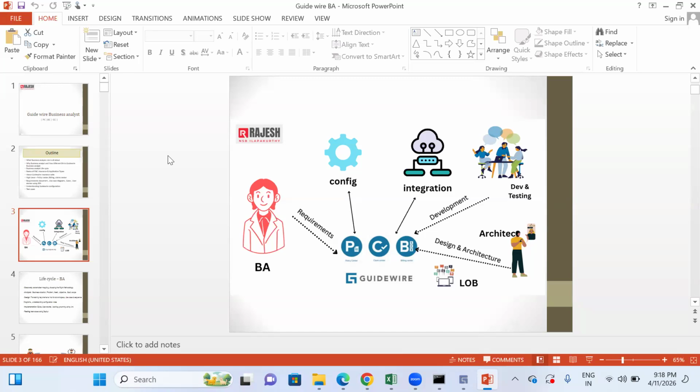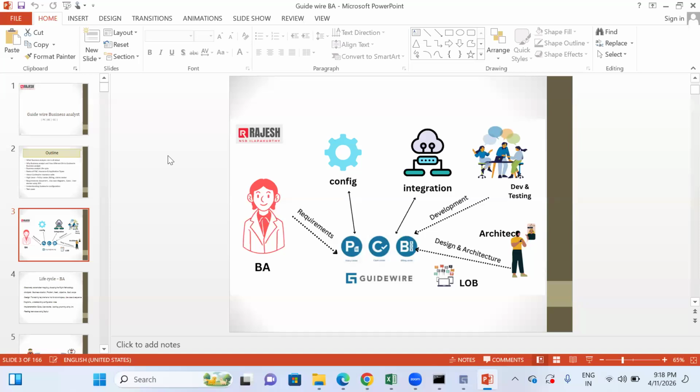To make it very clear, as a BA, one should be good with some knowledge areas. The first one is business analysis planning and monitoring, where we must be proficient enough in understanding requirement governance, requirements management, and, at the same time, stakeholder engagement. All these things we must be good with.